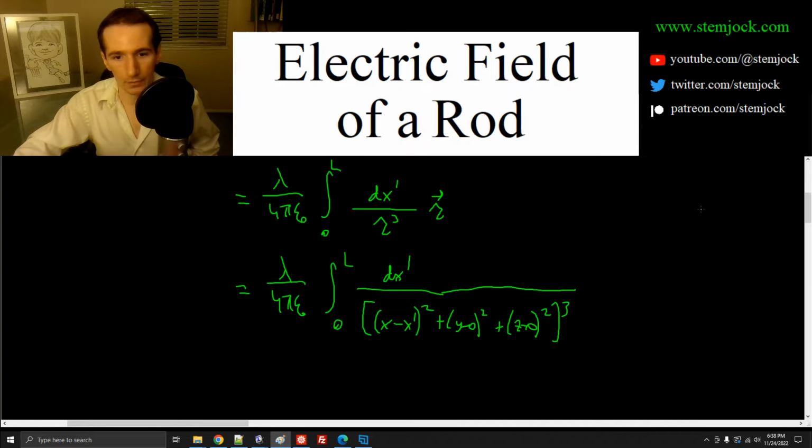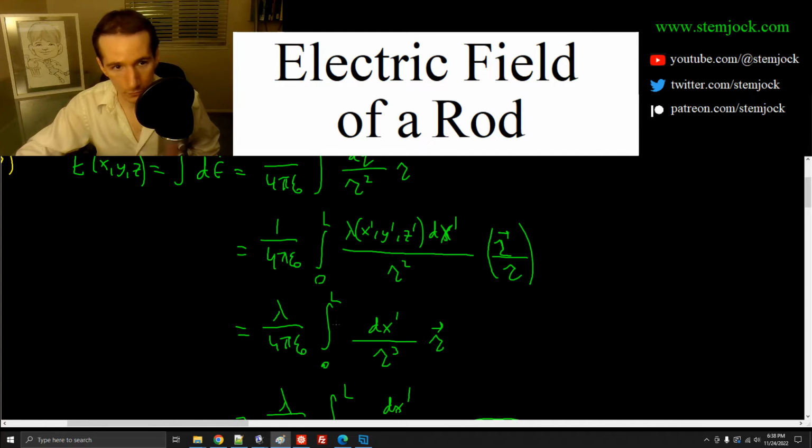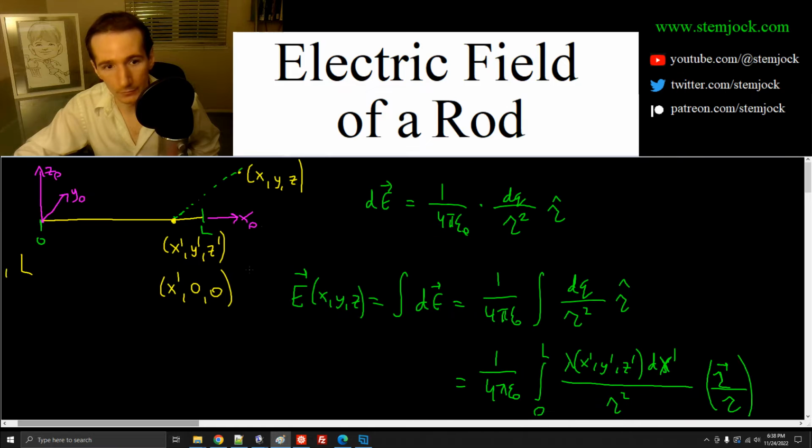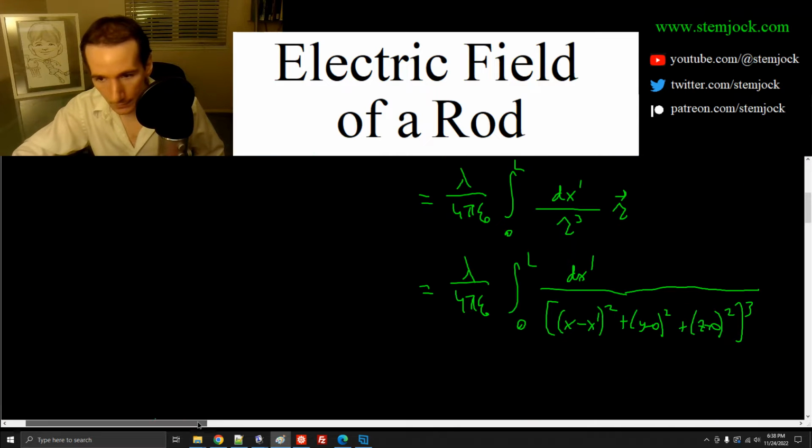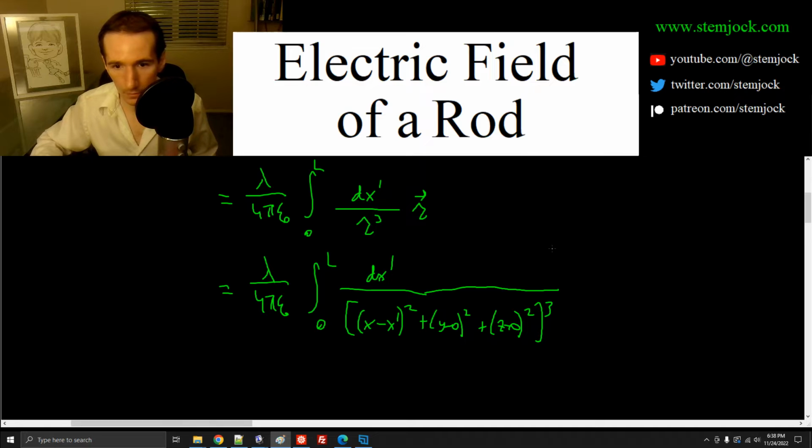And the vector r. So the script vector is the position vector that goes from x prime, y prime, z prime to x, y, z. So we do the vector x, y, z, and we subtract the vector that we're coming from. So it's going to be x minus x prime, y minus 0, z minus 0.